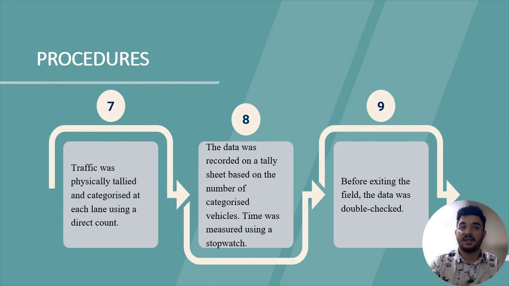For our seventh step, the traffic was tallied and categorized at each lane using a direct count. The data was recorded on a tally sheet based on the number of categorized vehicles. And lastly, before we exit the field, we double checked the data.